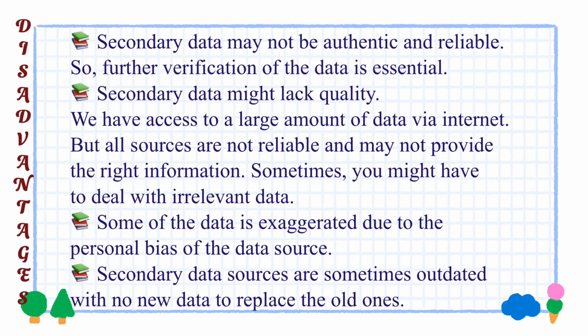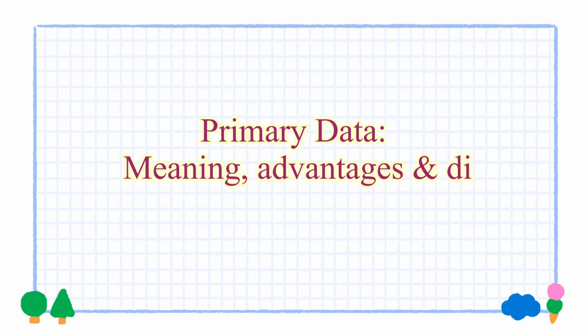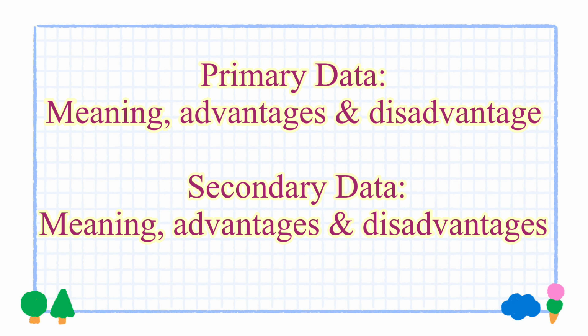When we talk of the disadvantages of secondary data, in addition to lacking authenticity, reliability, and quality, secondary data is also affected by personal bias of the investigator. Important points of advantages and disadvantages of both primary and secondary data is provided in the video. You can take screenshots for future reference and quick revision.